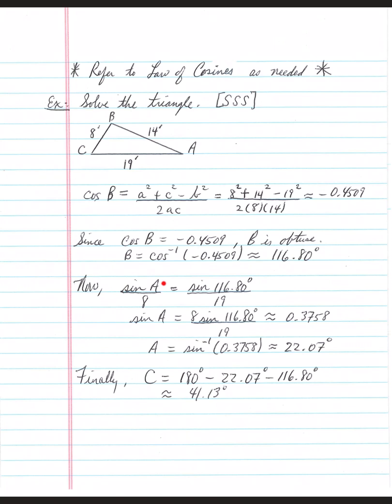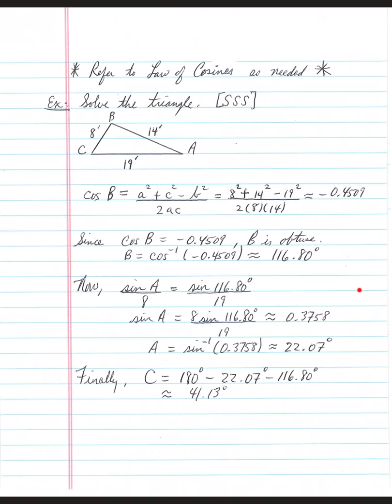So since I'm looking for an angle, I'm going to put the sine of an angle on top. Its opposing length is 8. And then I'm going to use sine of 116.80 over 19. One fraction, you've got to know both parts. The other, at least one. Multiply both sides by 8. Be very careful calculating this out. Sine of A is 0.3758.